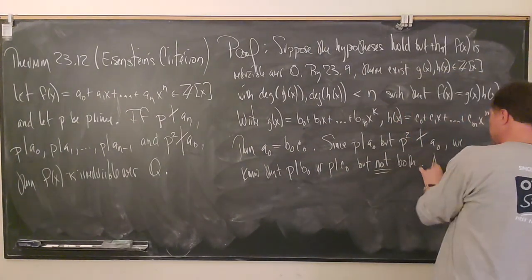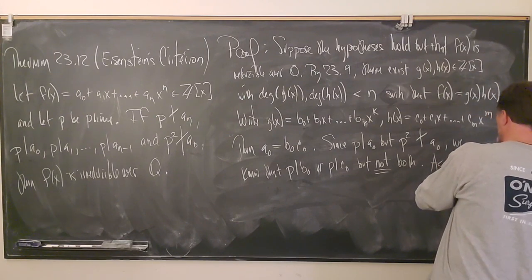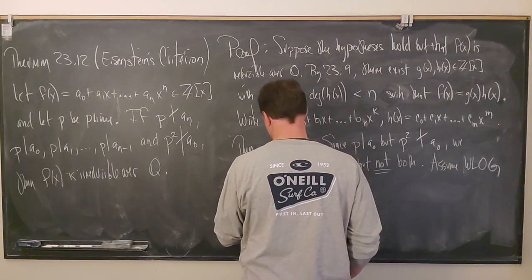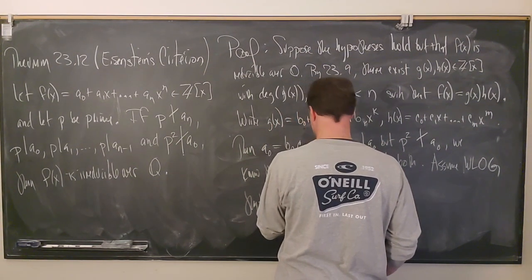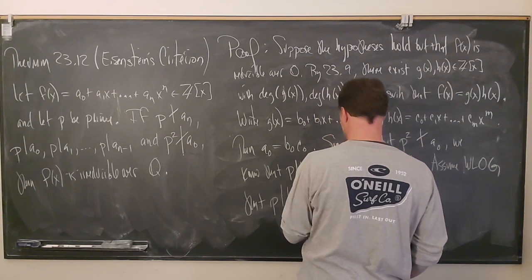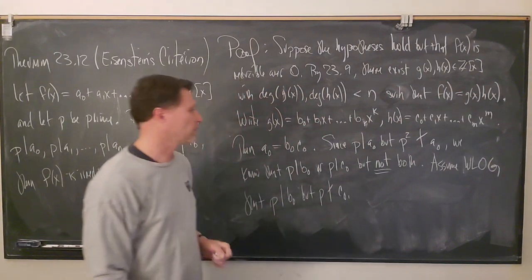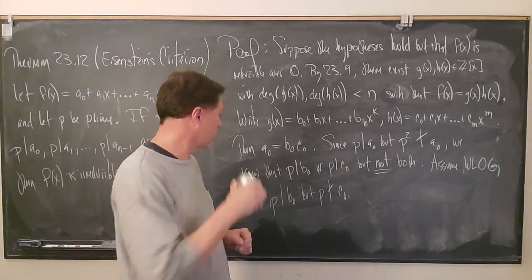So let's just assume, without loss of generality, that p divides b0, but p does not divide c0. This is a standard abbreviation for without loss of generality, WLOG.